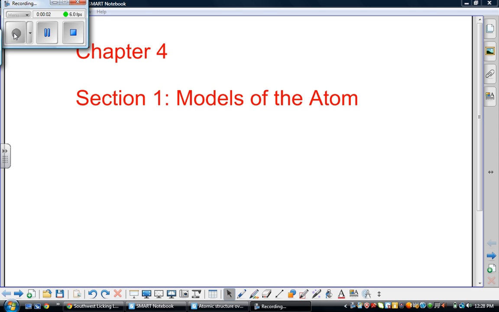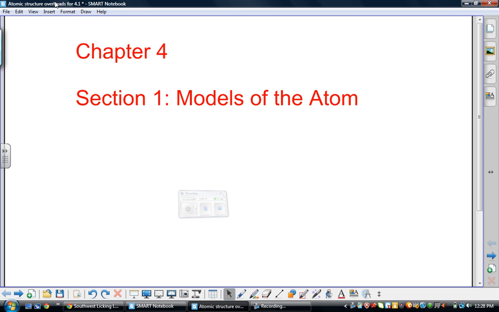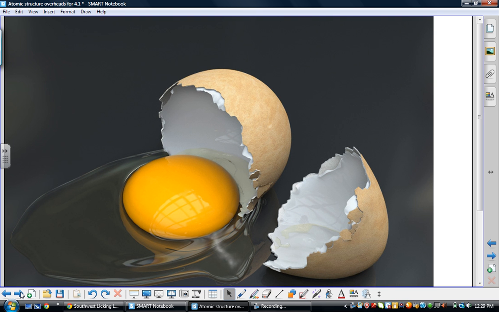Alright, here is a video overview of Learning Targets 1 through 4 from Chapter 4, which is called Atomic Structure and the Periodic Table. This is a very long chapter, so we divide it into two tests. So this is part of the material on the first test. We started out by talking about models and reminded them of the definition of a model.